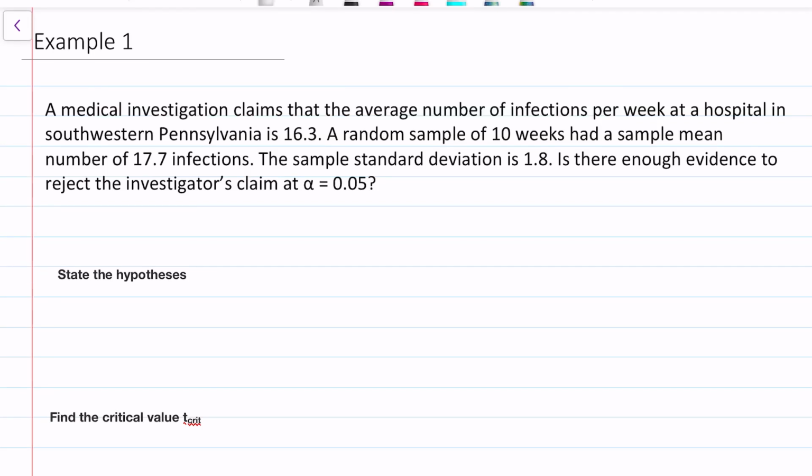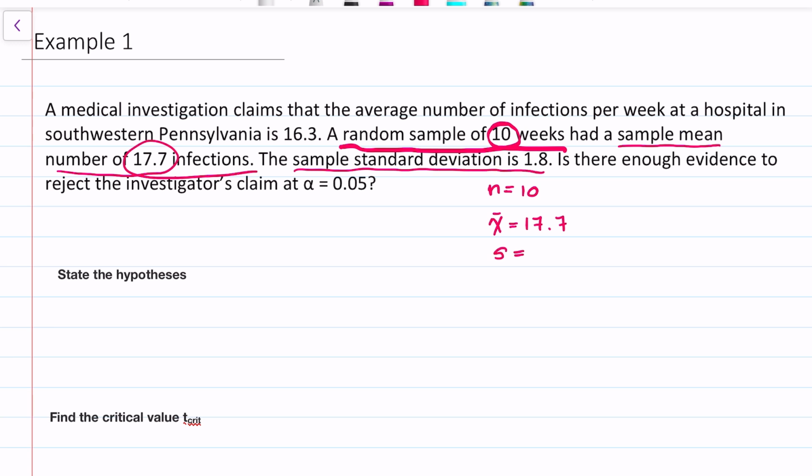Okay, this video is example 1 for one sample t-test, also known as the hypothesis testing for the t-distribution. So we have a random sample of 10 weeks, so that's going to be our sample size, 10. That sample has a sample mean, that's x bar. We have a sample standard deviation, so that's our S. And the only thing we're missing is going to be our mu.